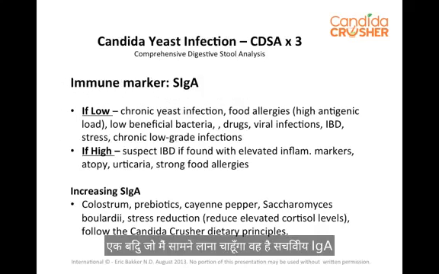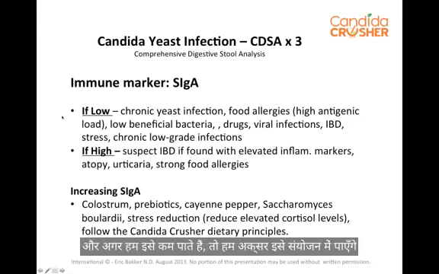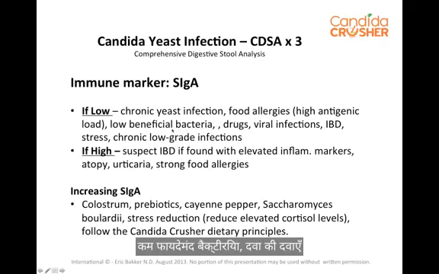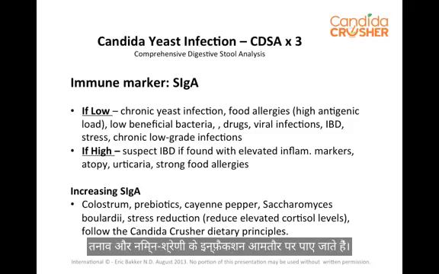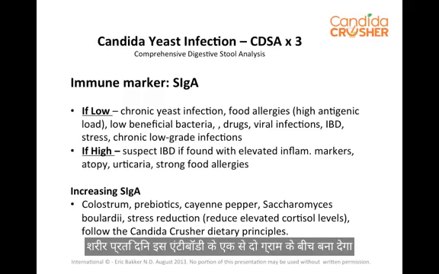One point I would like to bring up is the secretory IgA, which is the key immune marker in the stool test. And if we find it low, we'll often find this in conjunction with chronic yeast infection and also food allergies. Low beneficial bacteria, pharmaceutical drugs can often cause this, or viral infections. We can often find it with inflammatory bowel disease like colitis or Crohn's as well. And stress and low-grade infections are commonly found. Patients who've had past viral infections will often show low IgA. IgA is made in the gut, in the small intestine. The body will make between 1 to 2 grams of this antibody per day.